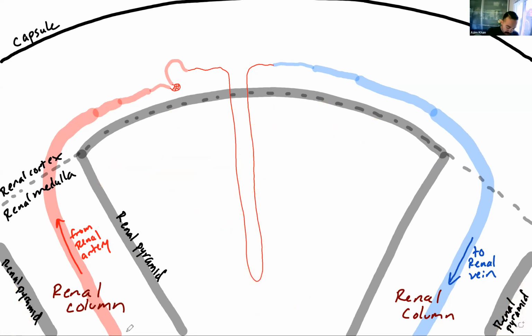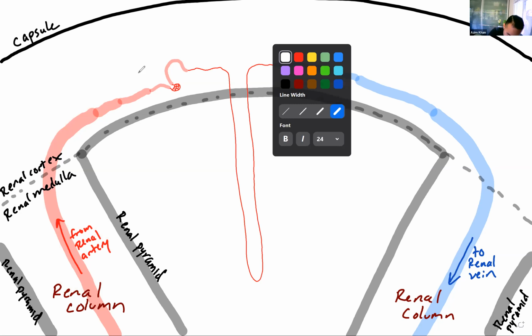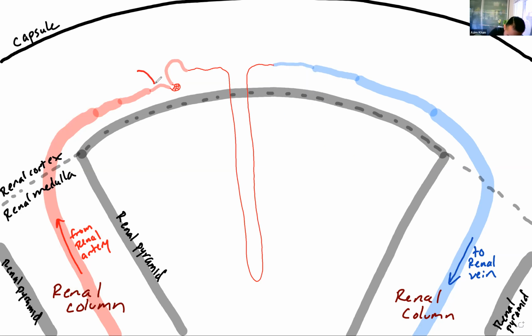I've already drawn within the renal column a branch of the renal artery. So you can see blood coming in. And I've also drawn a branch of the renal vein on this side, so it doesn't get bunched up. But you have renal artery and vein branches going on either side. And to start, remember our renal artery will continue branching until we get to our afferent arteriole.